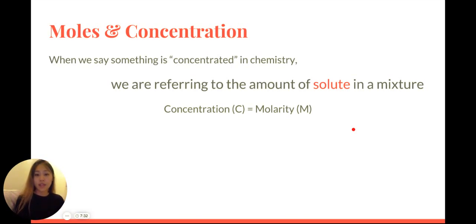Concentration is the exact same as molarity. There's just two different words to describe the same thing. Concentration, we use big C. Molarity, we use M.